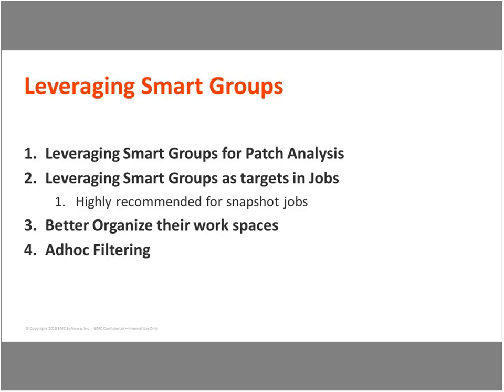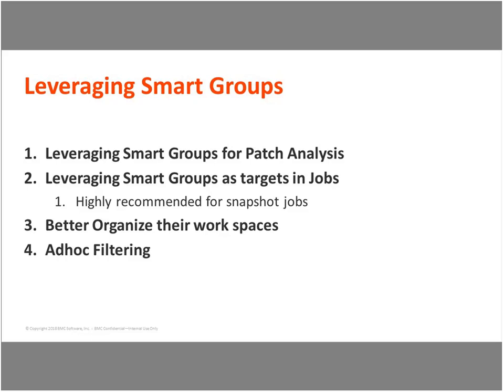To avoid this scenario, you should think about creating smart groups and adding them to these kinds of jobs, because it will identify which are the new servers and only take a full snapshot of the new servers rather than the old ones. And it will take only the incremental snapshot of the old servers. So it is highly recommended to use smart groups as targets for snapshot jobs. And the other reason why you would use smart groups is to organize the workspaces and do some ad hoc filtering as well.